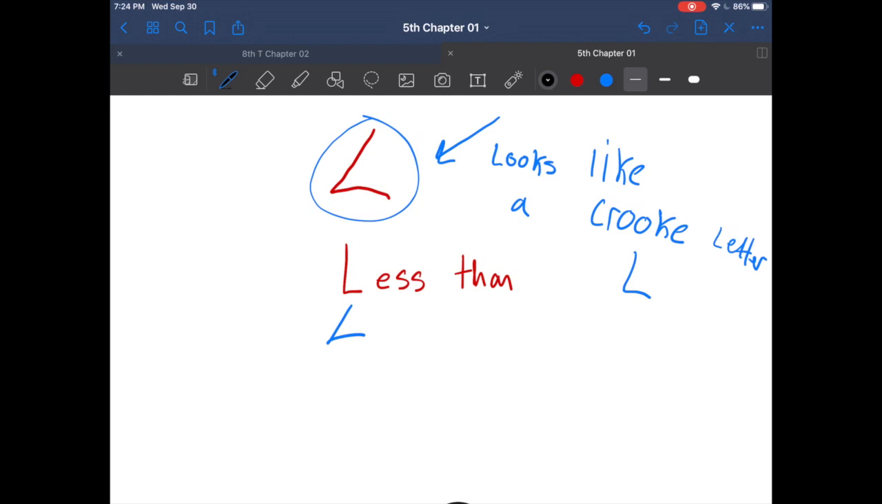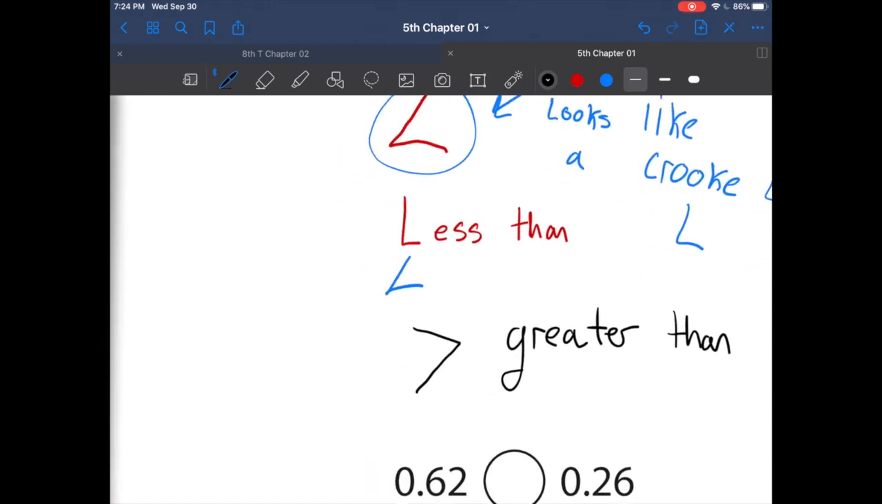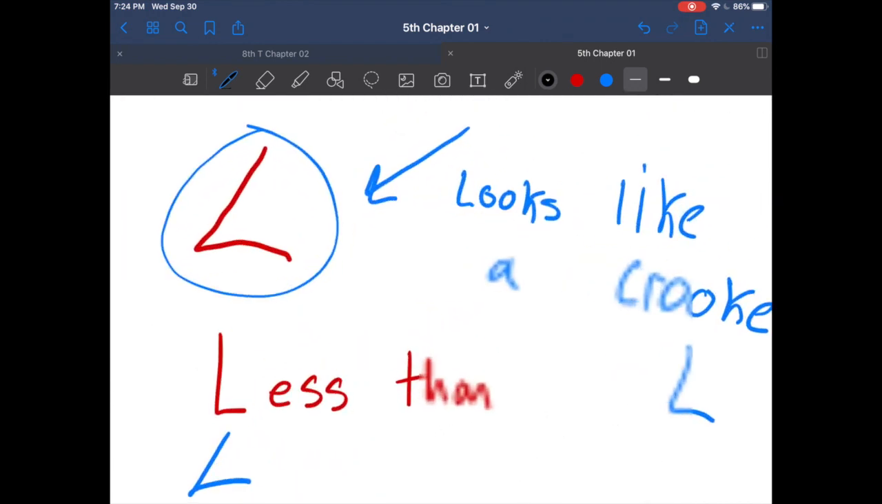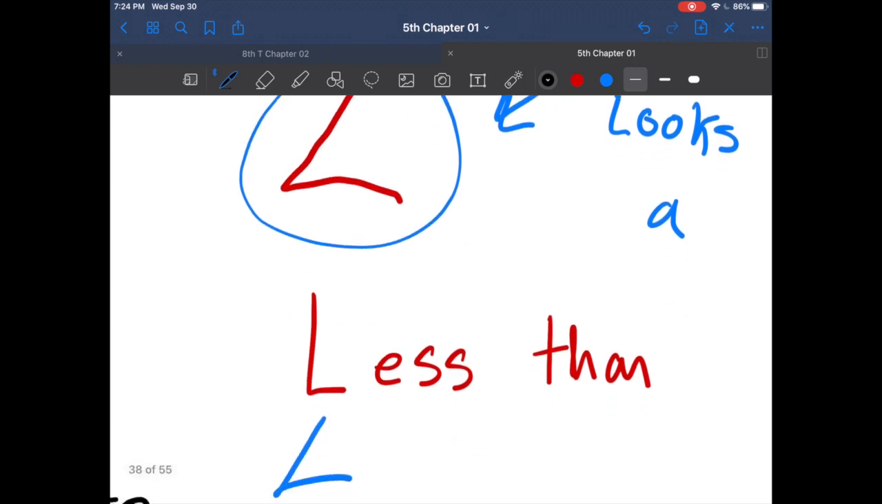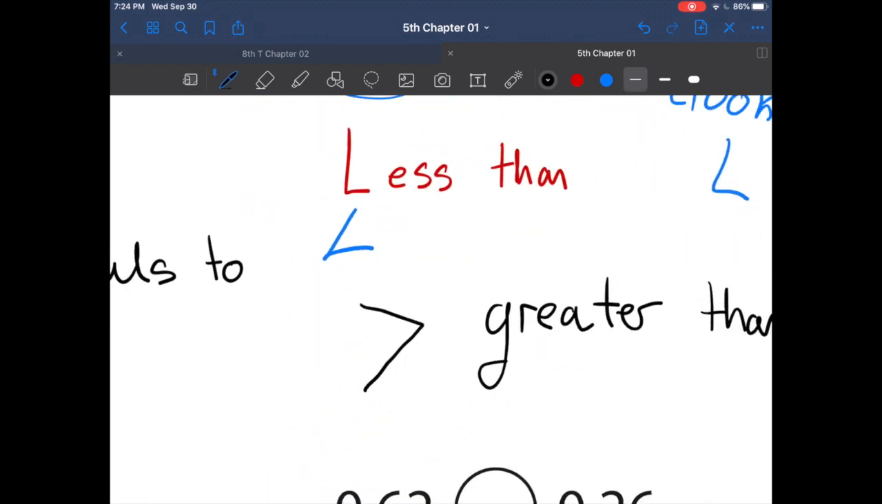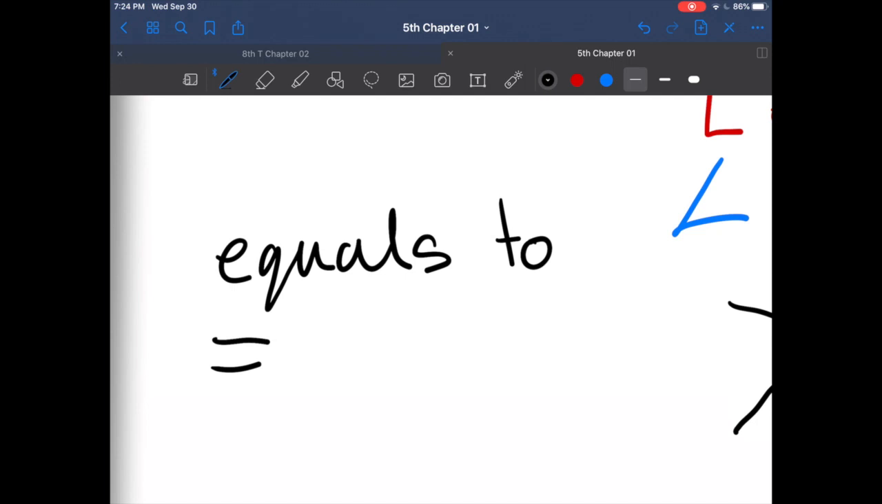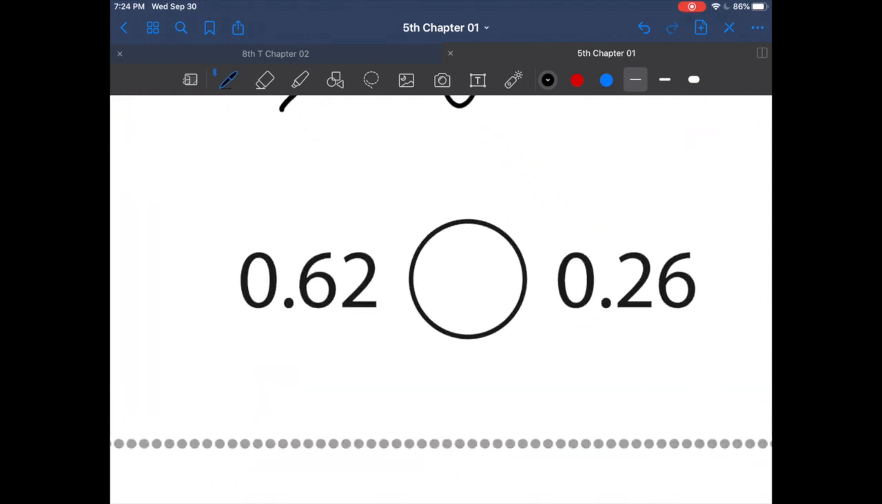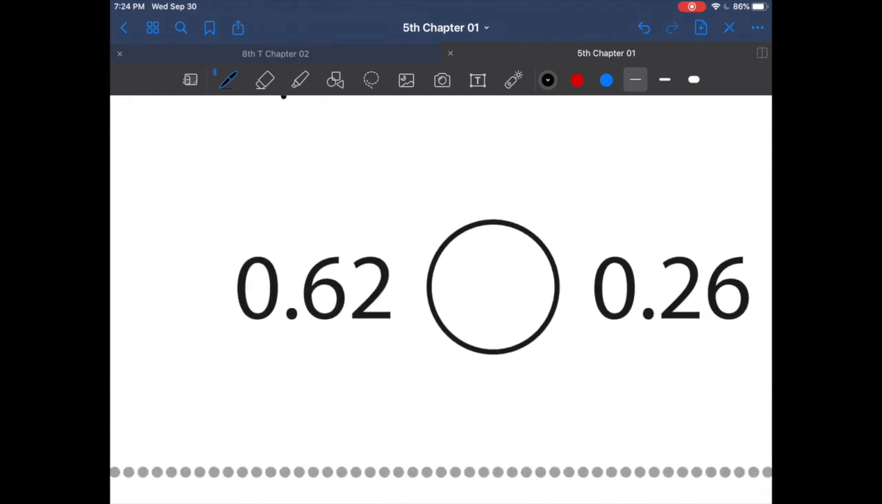That means that this sign, like this, is greater than. And then this last sign, I hope we all know this one. This one means equals to. Okay, so this is the most important one. If you can remember the less than, then you'll know the opposite of that one is greater than, and then this one is equals to. All right, so let's check this out. Which one is greater? Well, we said 62 cents would be bigger, right? So that means we're going to use this sign, and this sign is greater than.